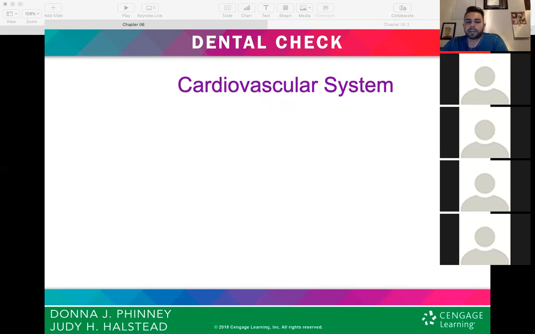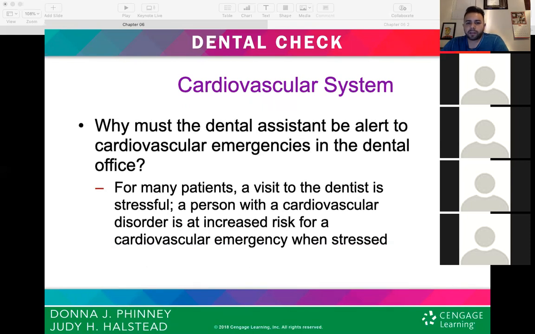A lot of times when people come into the office, they are stressed. It's just a very stressful place to be, let's be honest. There are much more fun places than a dental office where patients would rather be. So a person that has some type of cardiovascular disorder like high blood pressure or some other type of heart disease is at an increased risk for a cardiovascular emergency. This is why, anytime we see a patient, even if we just saw them a week ago, we still want to take their blood pressure when they come in, because we don't want to cause additional stress.